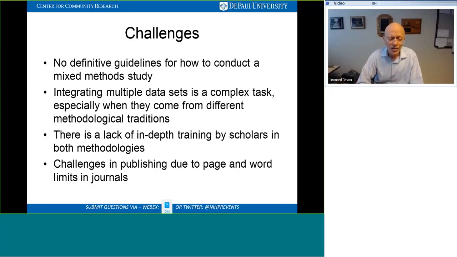Finally, it's challenging in publishing, due to page and word limits in journals. Often when you present the mixed method approach, it could be a little bit longer in page length. And as we know, many journals prefer having you send papers that are 25 to 30 pages long, and sometimes that becomes a problem with mixed methods approaches.